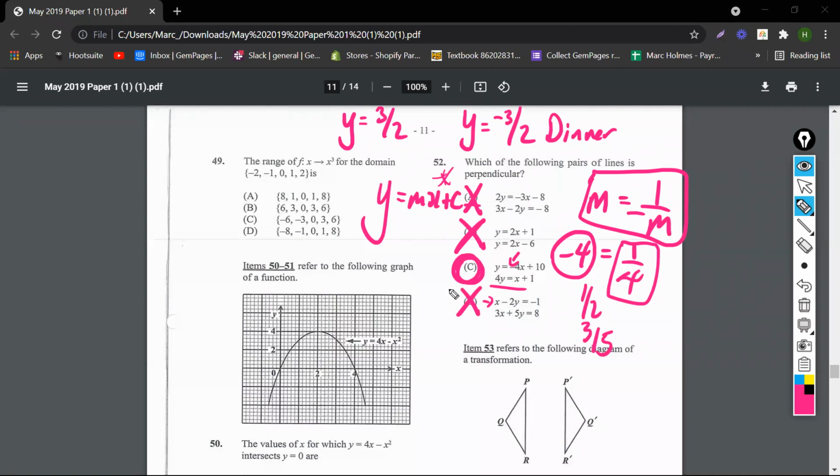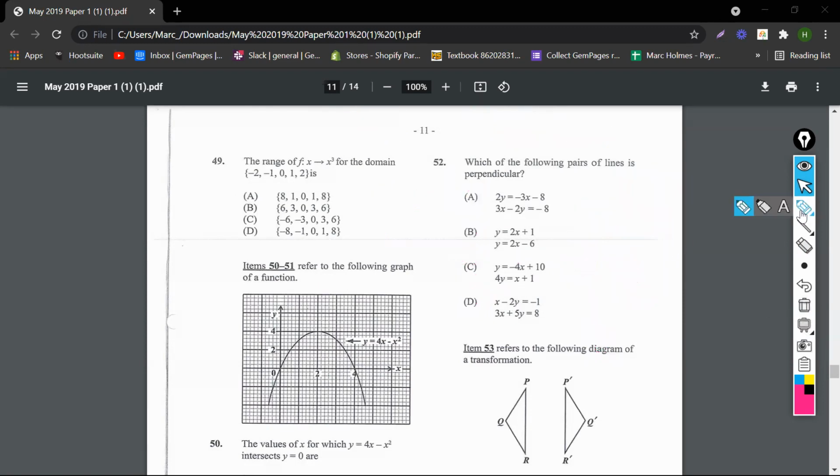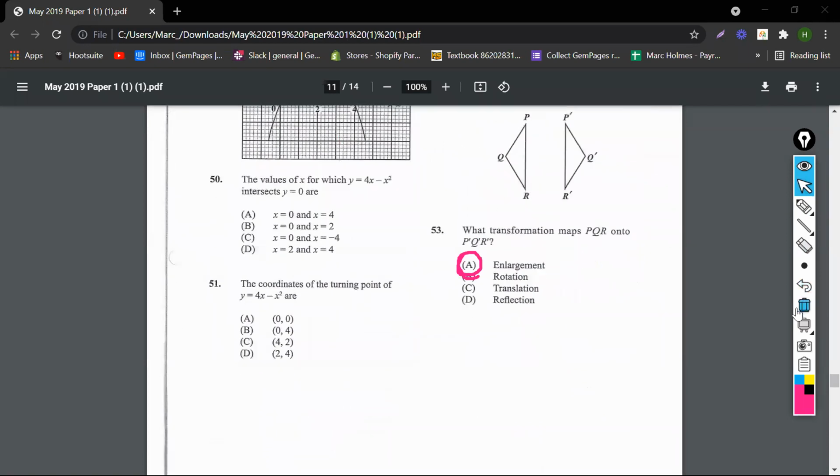So that's why I said this is a dinner. This is heavy, you know, heavy, not light. So C was the answer, guys. Let's scroll down now and finish up.